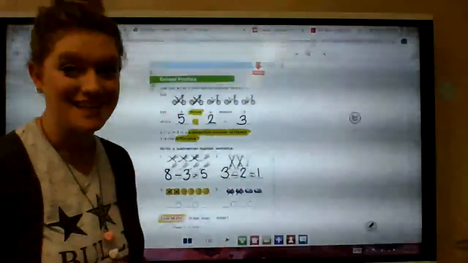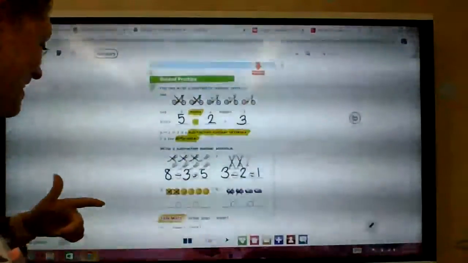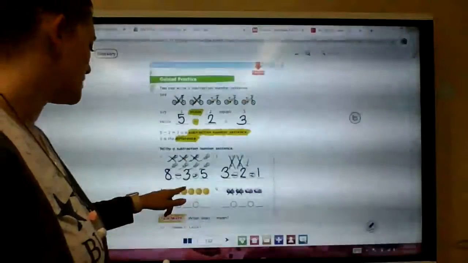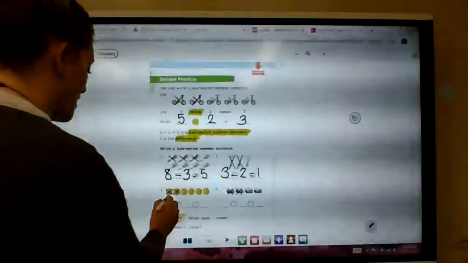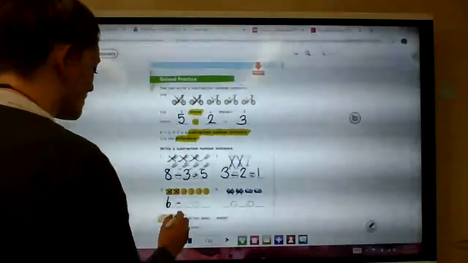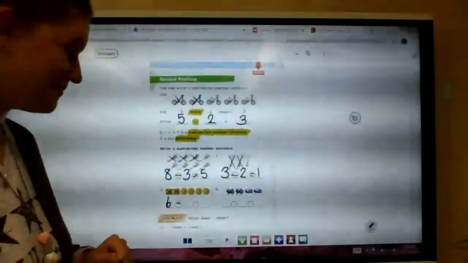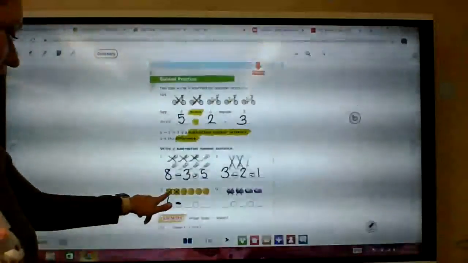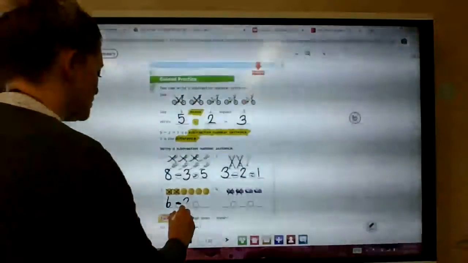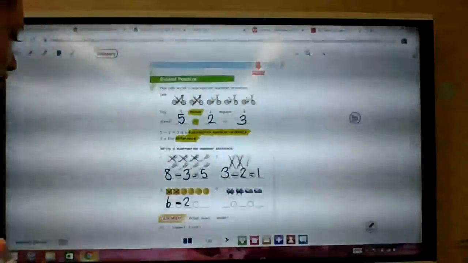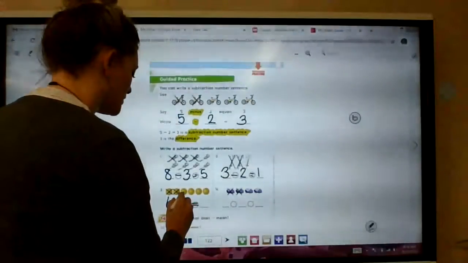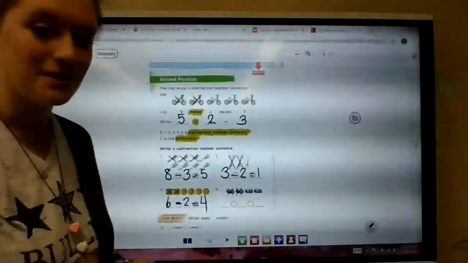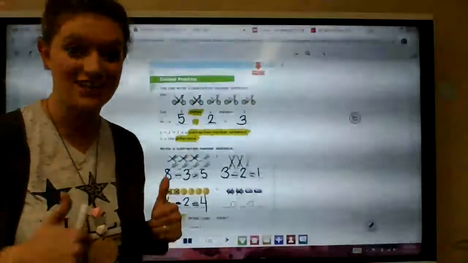All right, 2 more, and then it's almost your turn. Okay, let's count how many yellow balls we have all together. 1, 2, 3, 4, 5, 6. We started out with 6 all together. Put your minus sign because we are subtracting. Mine's a little small there. 6 minus, how many did they cross out? They crossed out 2. So 6 minus 2 equals, how many are left? 1, 2, 3, 4. 6 minus 2 equals 4. That is our subtraction number sentence.